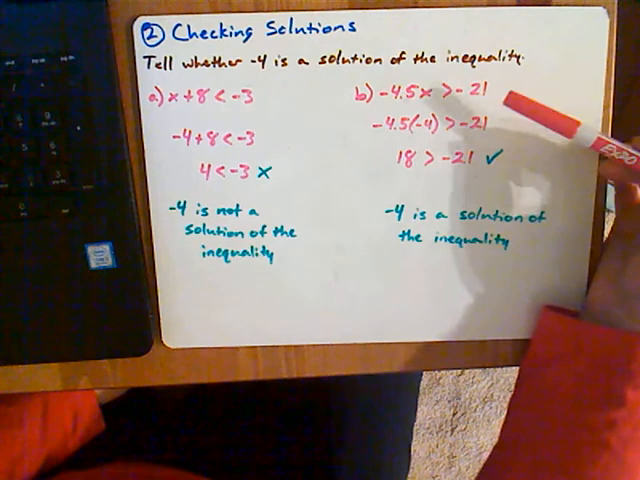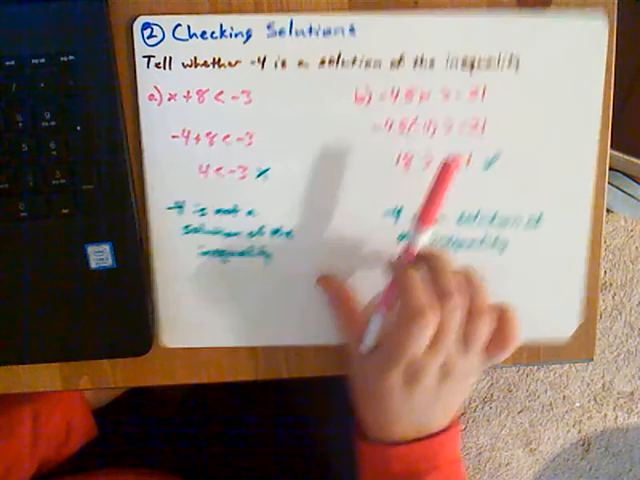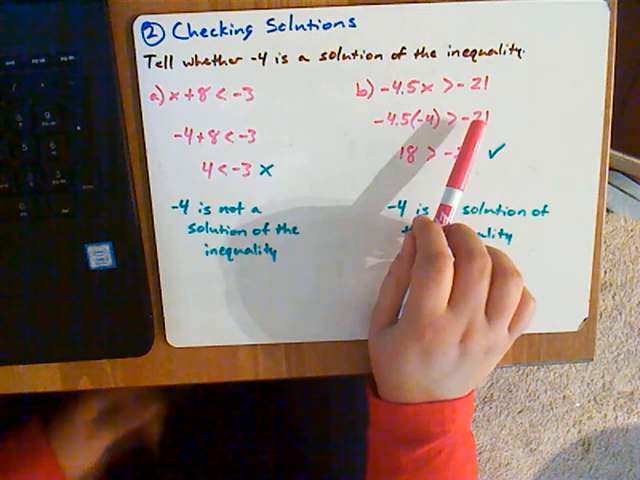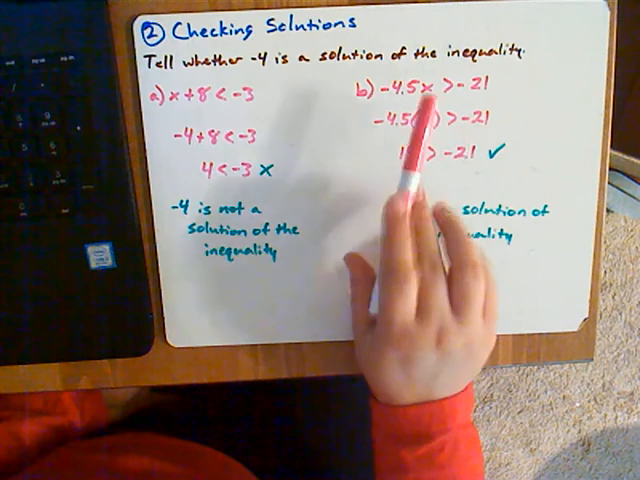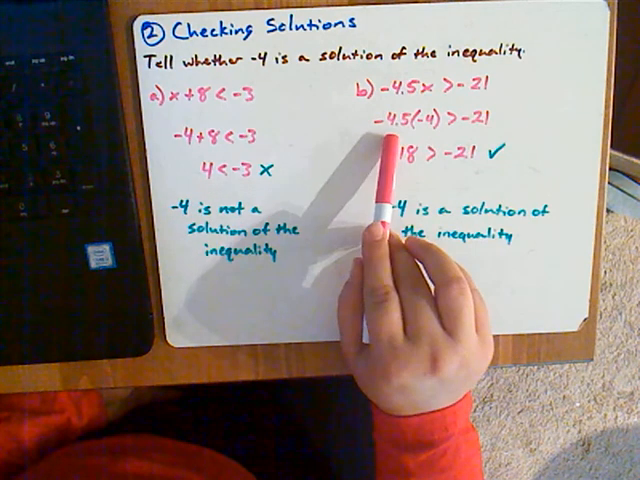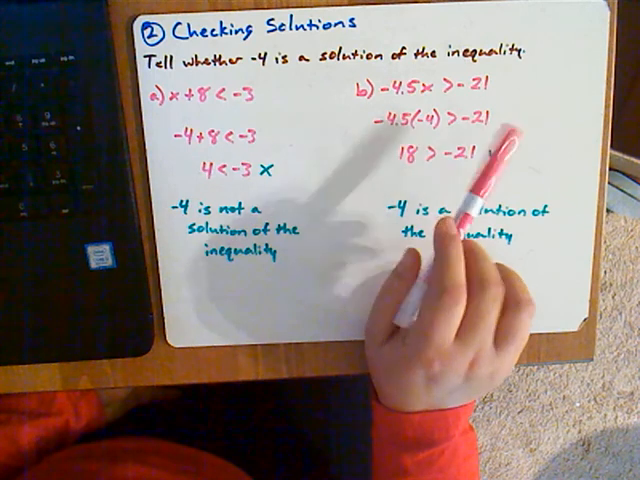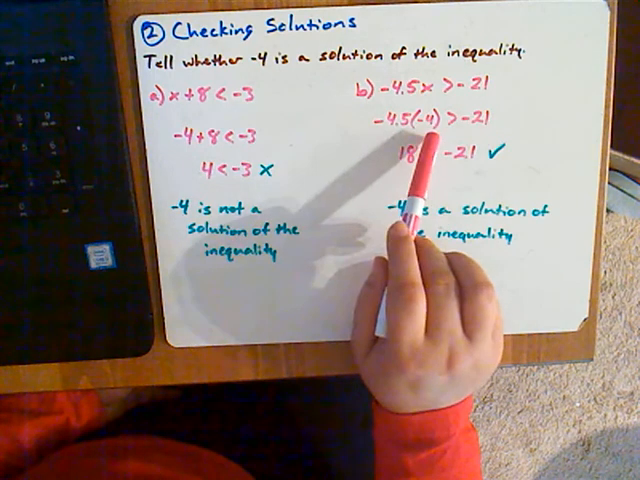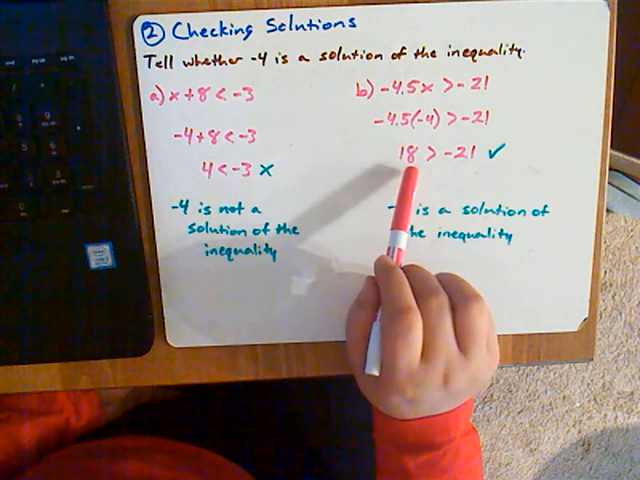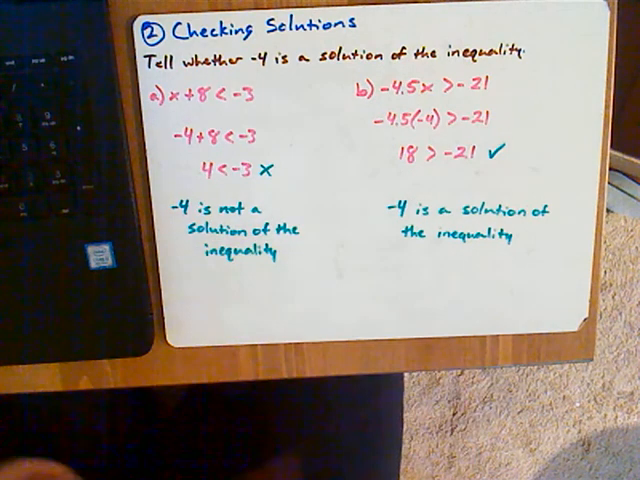Our next inequality that we're looking at is negative 4.5 times x is greater than negative 21. So we plug in that negative 4 again for x. Negative 4.5 times negative 4 is greater than negative 21. Negative 4.5 times negative 4 is 18. 18 is greater than negative 21. That is true. And so negative 4 is a solution of the inequality.